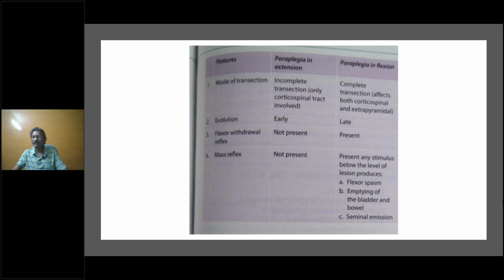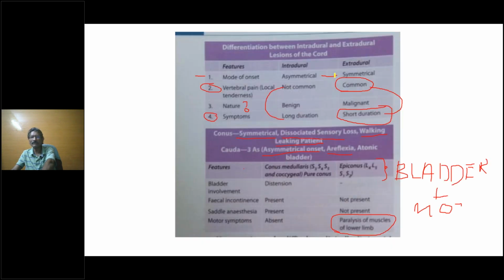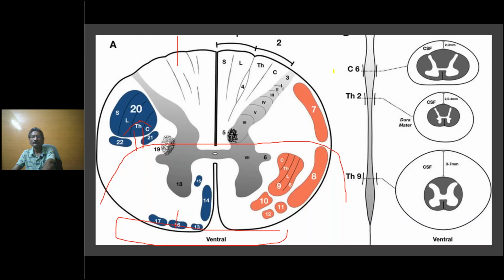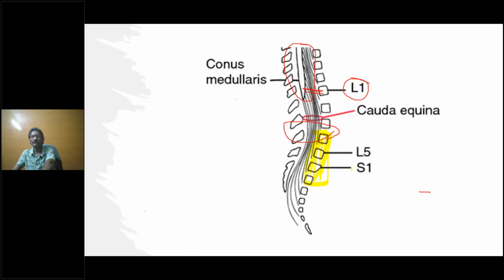Junaid is asking whether epiconus is similar to cauda. No, epiconus is not similar to cauda. The epiconus is actually part of the spinal cord only. See, cauda is basically the roots. What I was trying to tell is, no, 1 second, I think you got confused with the diagram I showed you. See, what I was telling is that the lesion which will be affecting the conus will be here only.